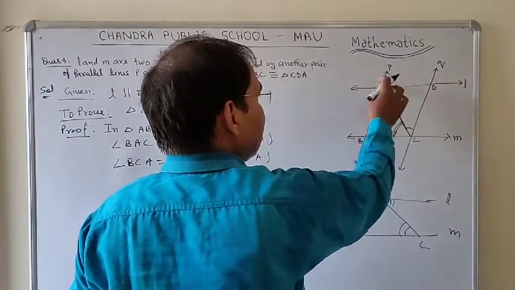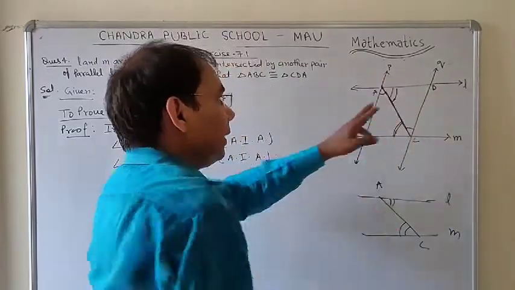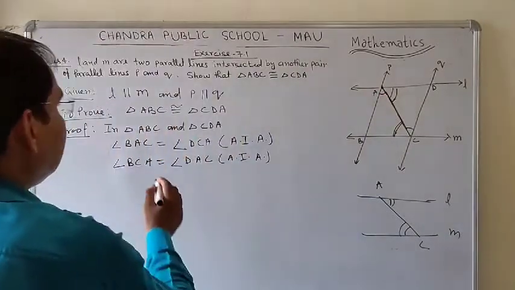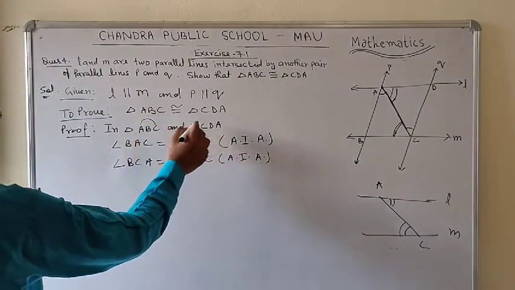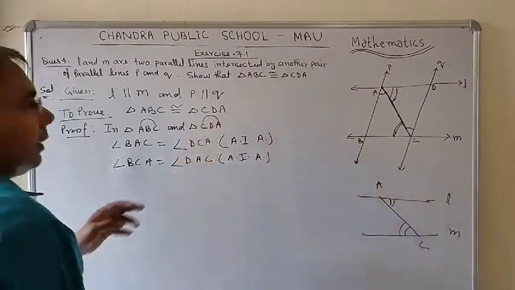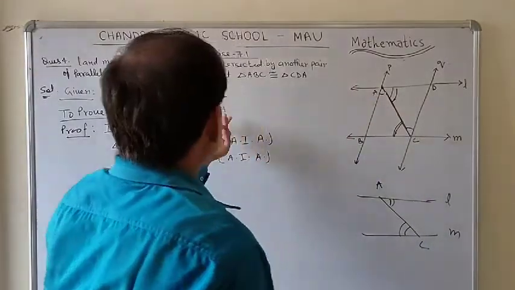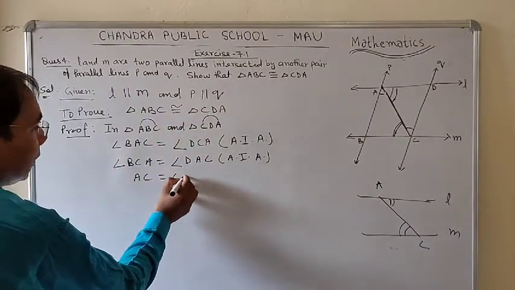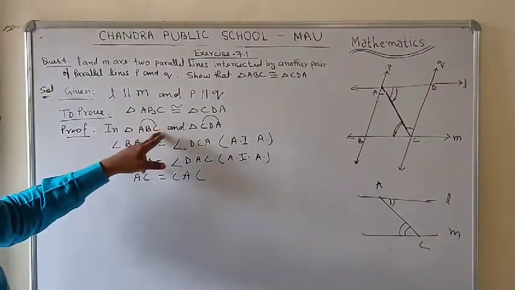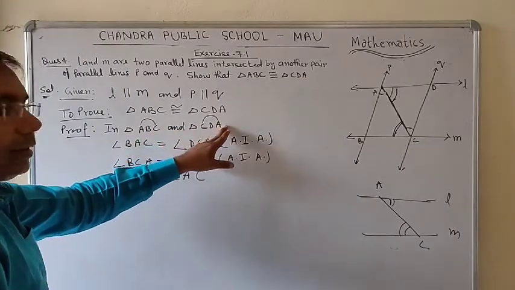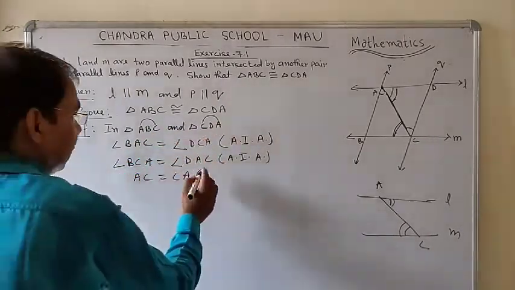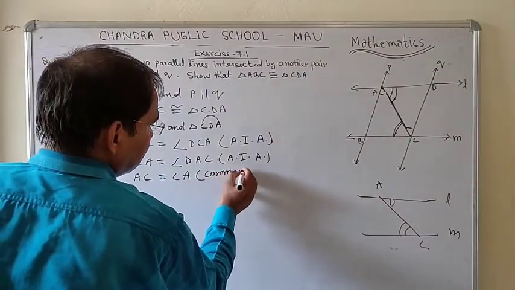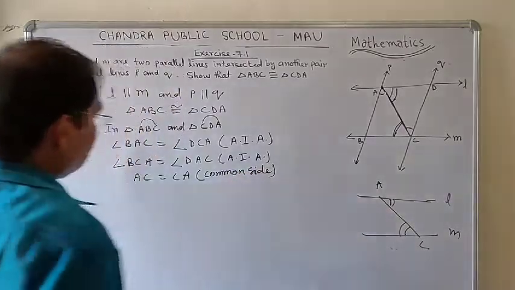AC is a side in the first triangle, and AC is a side in the second triangle. So AC is the side which is common for both the triangles. Here you can write AC equal to CA. AC and CA both indicate the same side. AC is in the first triangle and CA is in the other triangle, and both are the same. So what is the reason AC equal to CA? That is the common side for both the triangles.